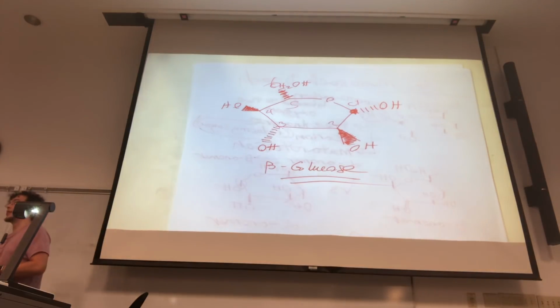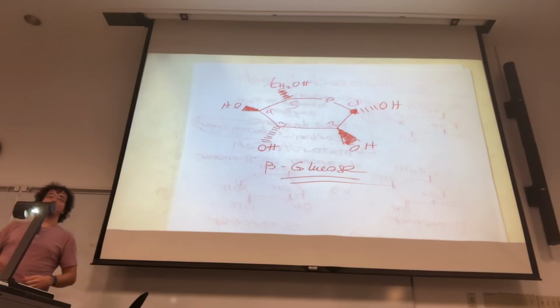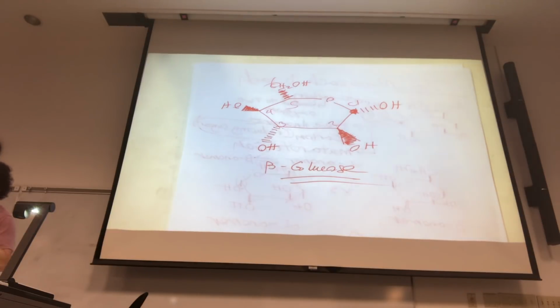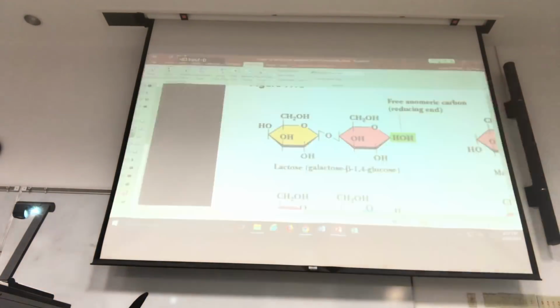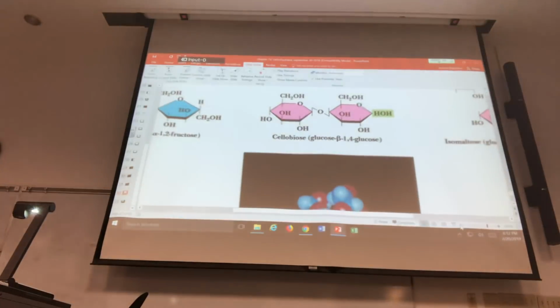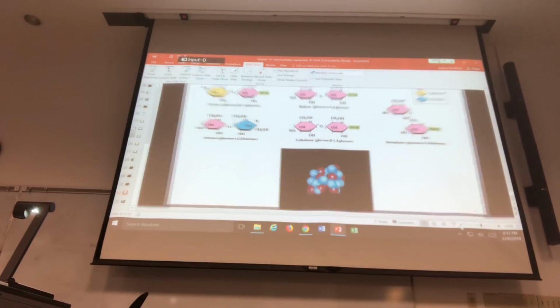What's the most stable anomer of glucose, alpha or beta? Alpha. The most stable one is beta glucose. That's good. You guys had a 50-50 shot at it, so it's better than a 25% shot. All right. Now I'll explain why.